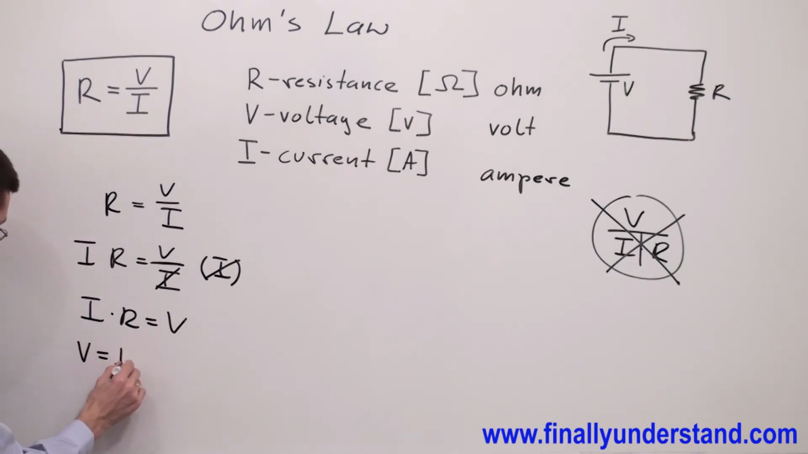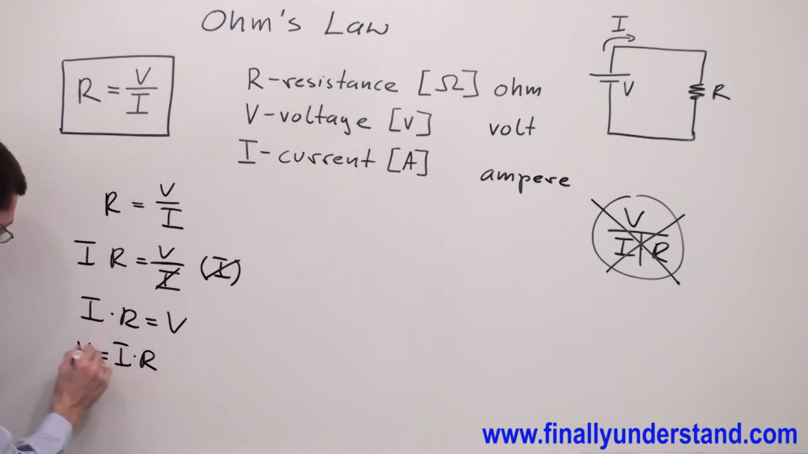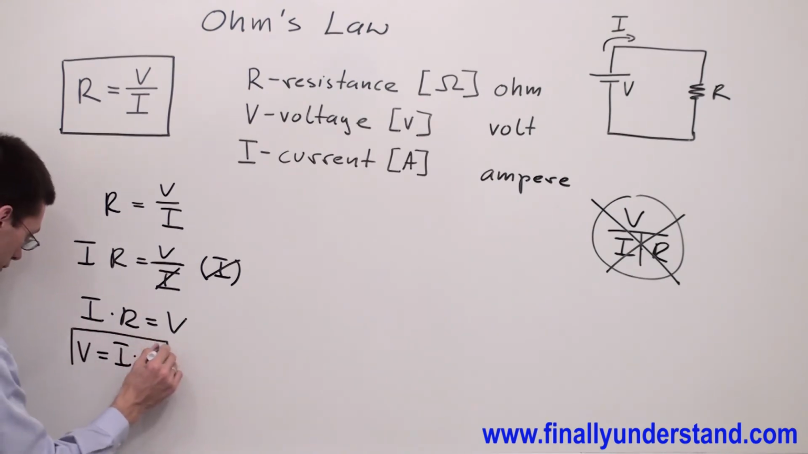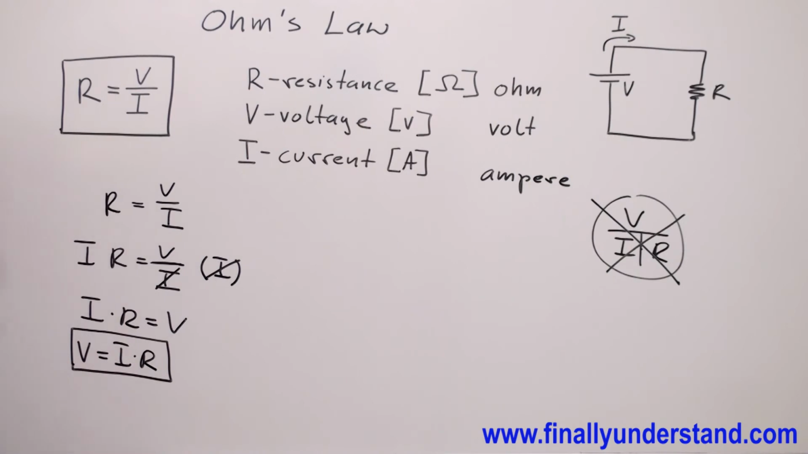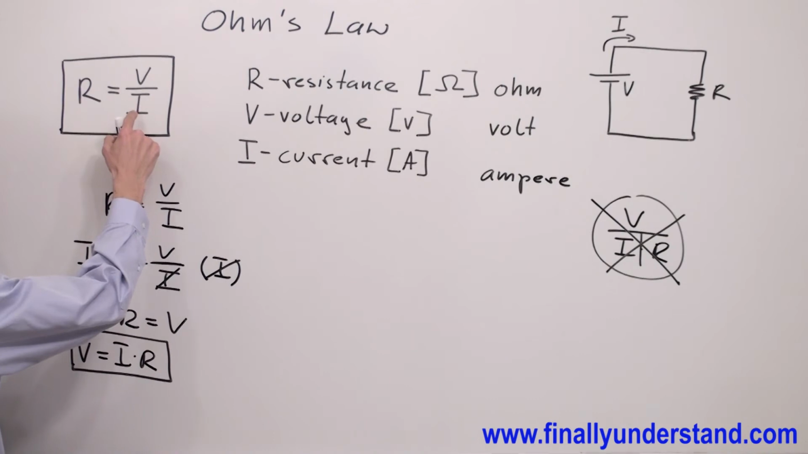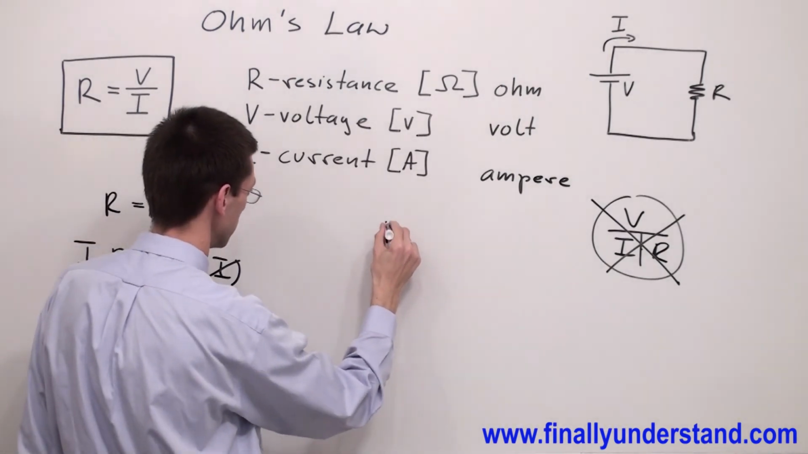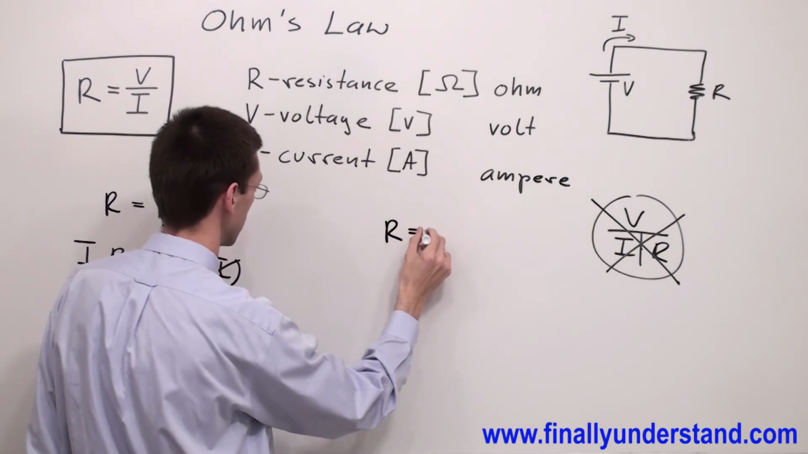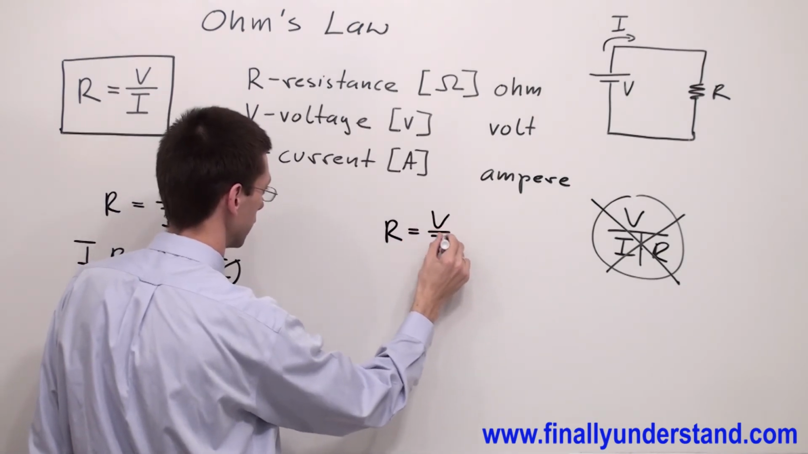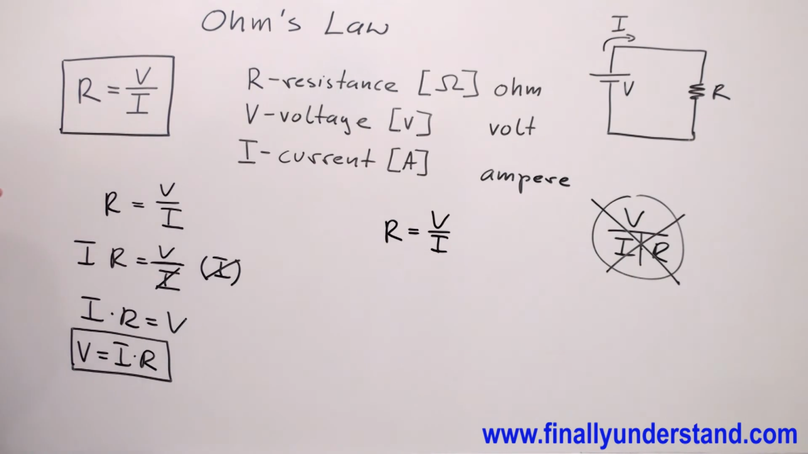This is Ohm's law for voltage, Ohm's law, which is going to allow me to calculate the voltage. Voltage is equal to current times resistance. If you want to rearrange this formula to find I, you're supposed to get back to the original formula. R is equal to V over I.